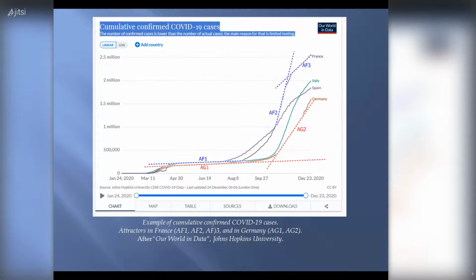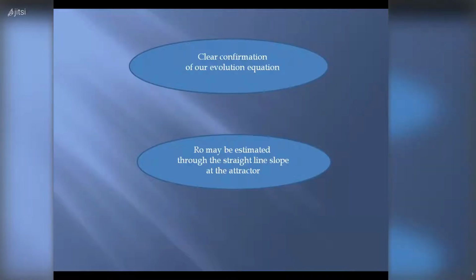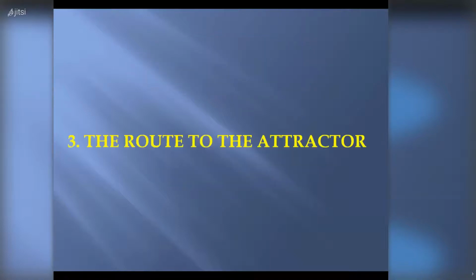Okay, so the observation of these straight lines is clear confirmation of our evolution equation. And R0 may be estimated through the slopes. So let's have a look now at the route to the attractor, how the system manages to reach the attractor.